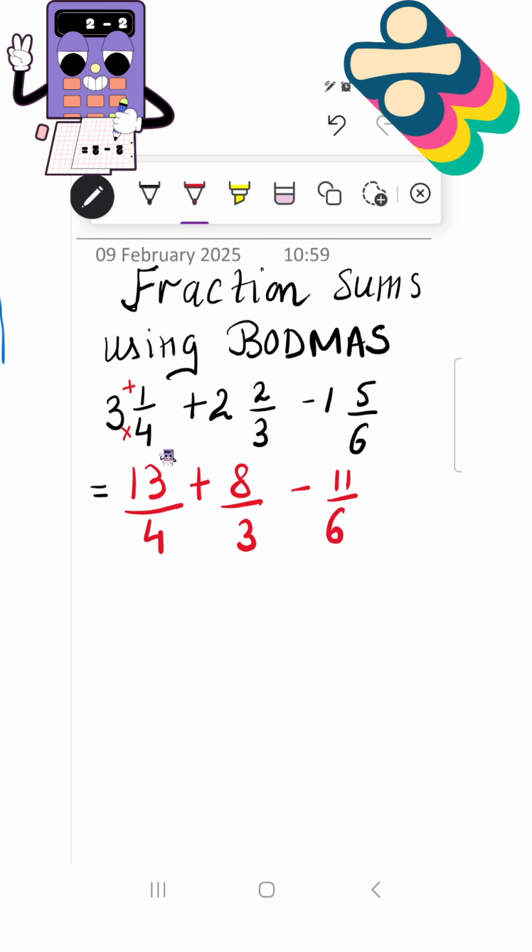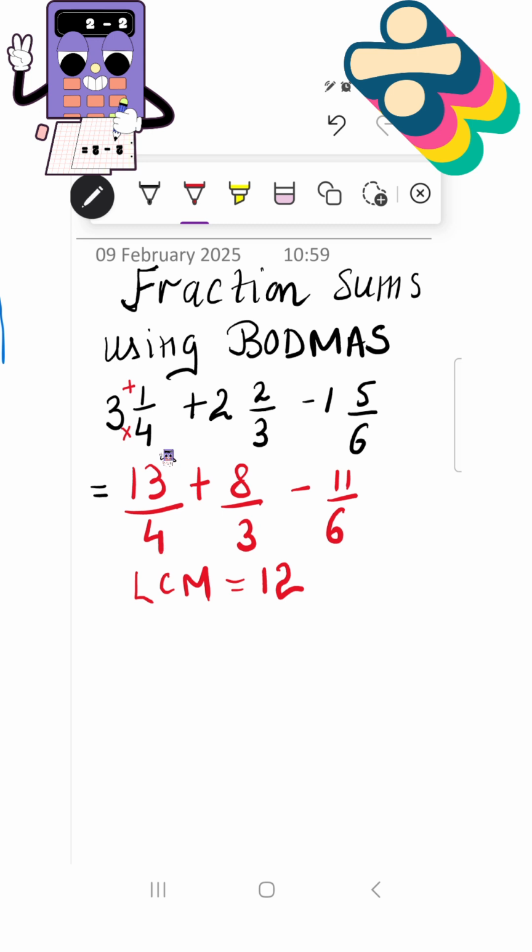Now, when the denominator is not the same, you can't add the numerators. For that, you have to make the denominator the same by taking the LCM. LCM of 4, 3 and 6 is very easy. That is 12. You can find it mentally. But if you don't know how to find it mentally, you are going to take the LCM of 4, 3 and 6. After that, you are going to make the denominator 12.